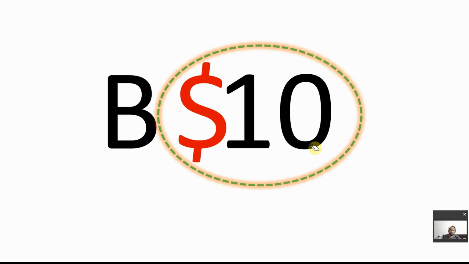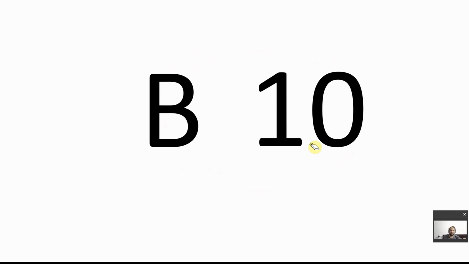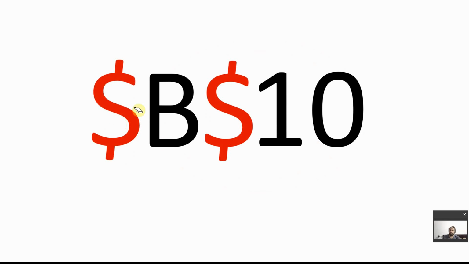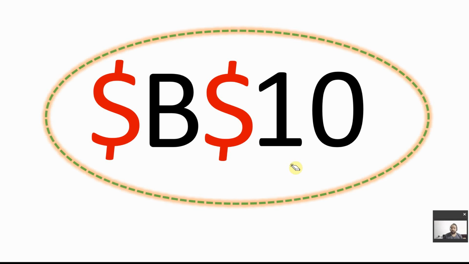If I add a dollar sign before B and before 10, that is before my column name and my row number as well, then the entire formula is fixed. The entire cell is fixed. In any case, you copy it anywhere, everywhere, it is going to remain constant.